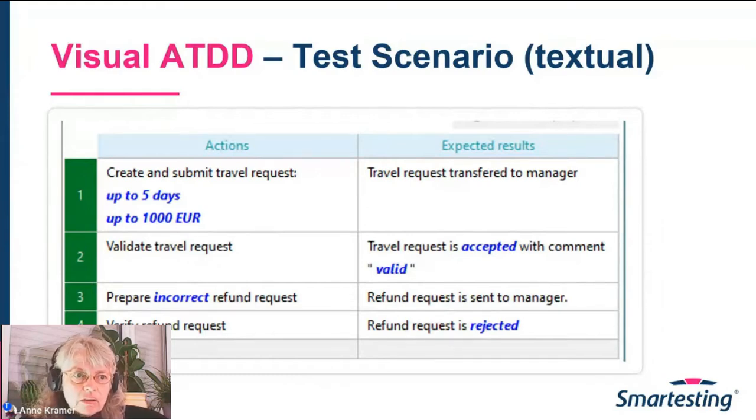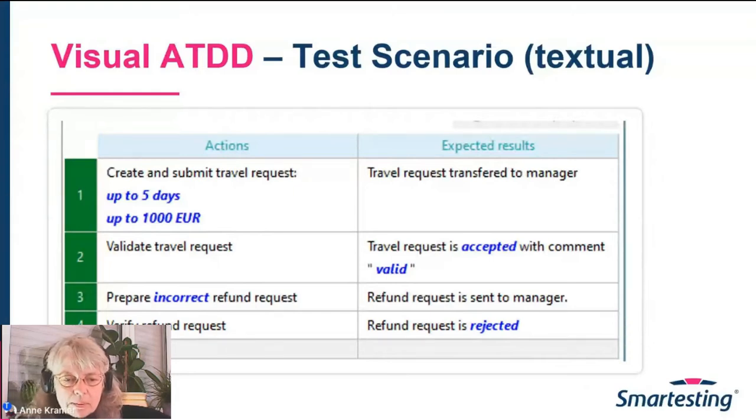And you get scenarios like this one: create and submit travel request up to 5 days and up to 1,000 euros. The travel request is transferred to the manager. Then validate the travel request. Is this accepted with the comment valid? But then I have an incorrect refund request. The refund request is sent to the manager and verified. The refund request is rejected, for example, because I did not add the proofs I had to add.